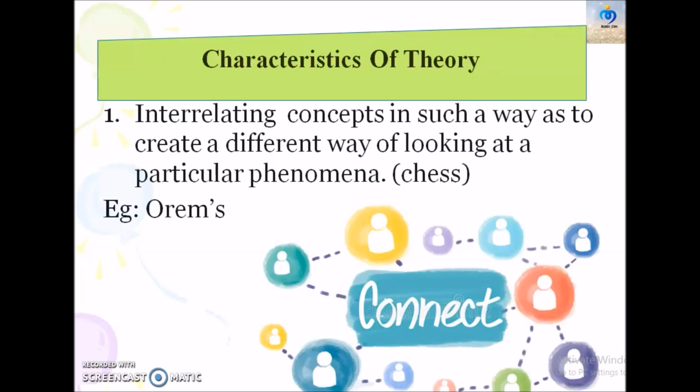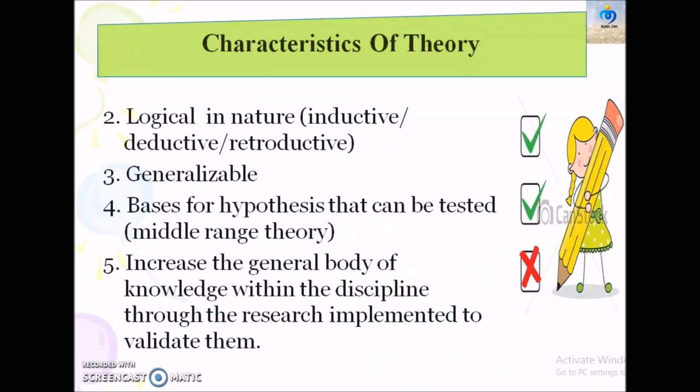The first one is that theories must have interrelating concepts, and it should be explained in such a way as to create a different way of looking at a particular phenomenon. An example is Orem's self-care deficit theory. In that theory, self-care is explained differently in three aspects: self-care agency, self-care deficit, and Orem also talks about nursing systems.